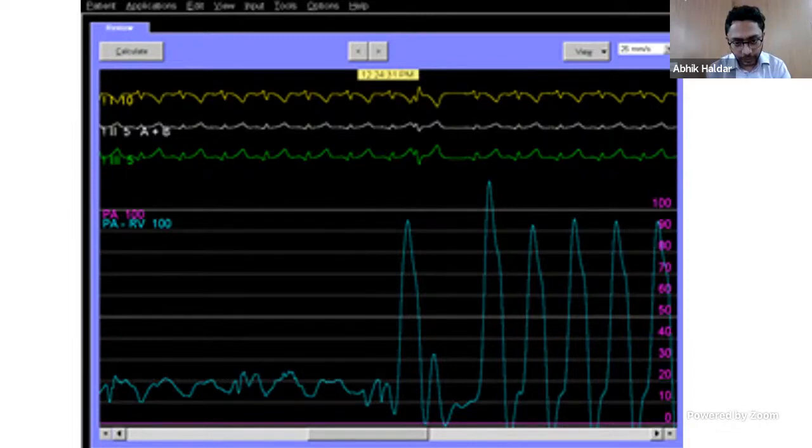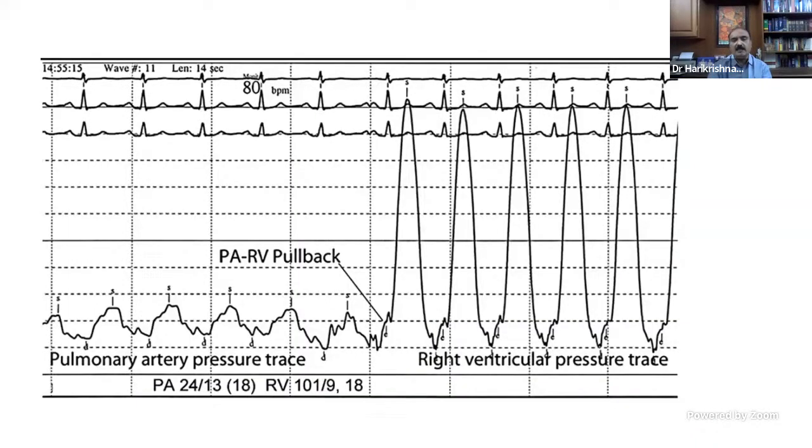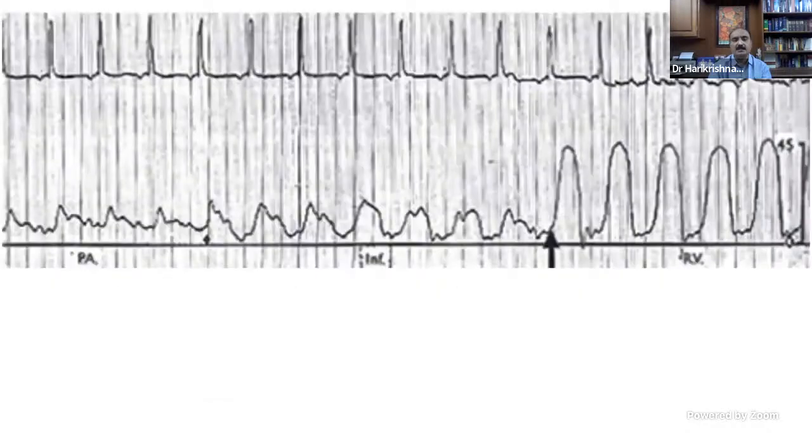Because the chamber has changed: the diastolic pressure in the pulmonary artery is 10, and from there the chamber has changed and came into the RV. So the gradient is between the RV and the pulmonary artery. Okay, so it's a valvular level. Yes. So this is an RV, RA pullback. The pulmonary artery changes to the right ventricular pressure tracing. So that is a pulmonary valve stenosis.